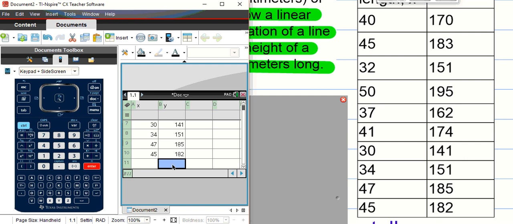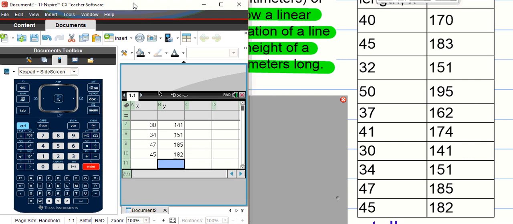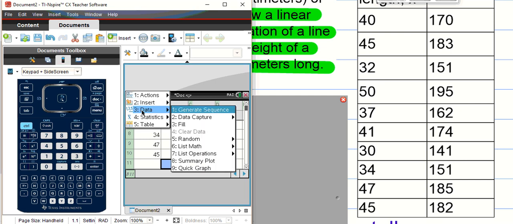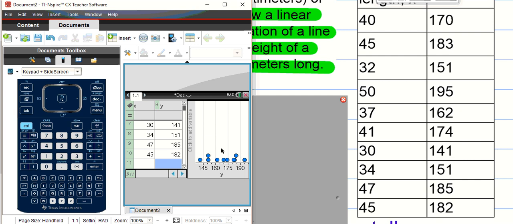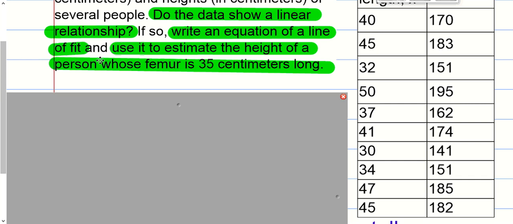All right, now let's go ahead and follow all of that information that we wrote down on the last slide, because our question is, do the data show a linear relationship? Well, let's go ahead and get a quick graph. So again, menu, 3, 9, fix the X and Y. X is horizontal, Y is vertical. All right, is that a linear relationship? Well, it might not be exactly linear, but is there a linear relationship? Yes, there is.